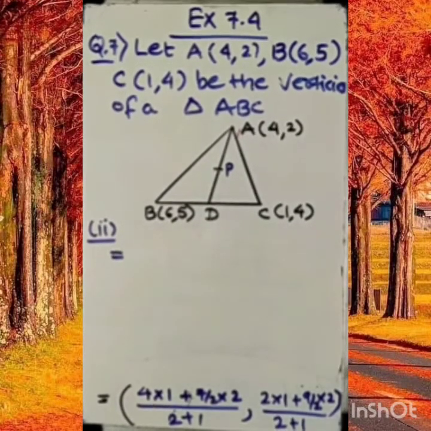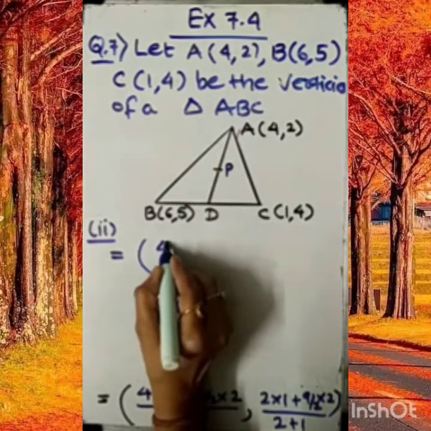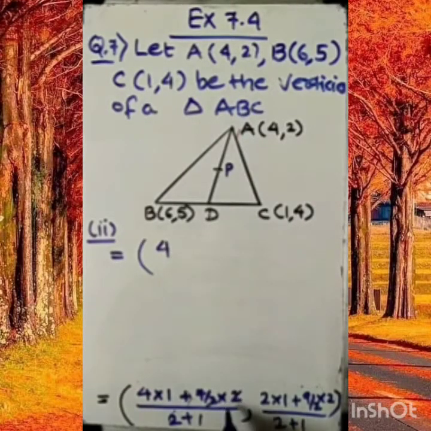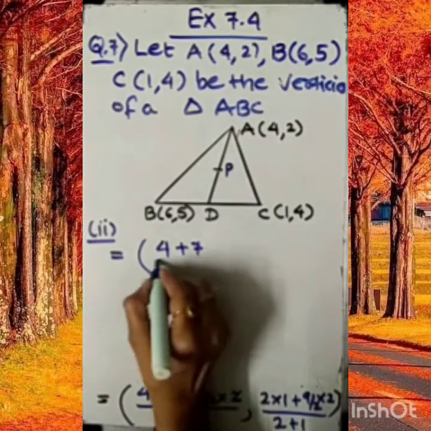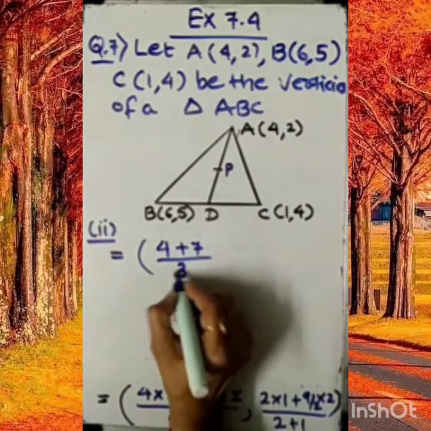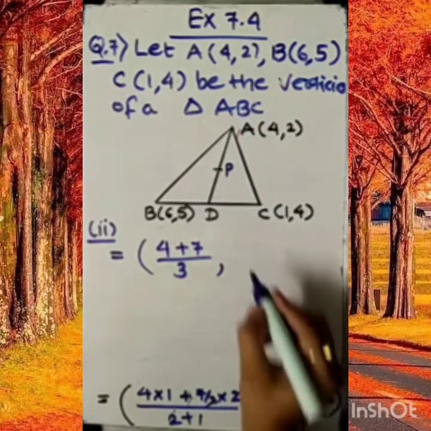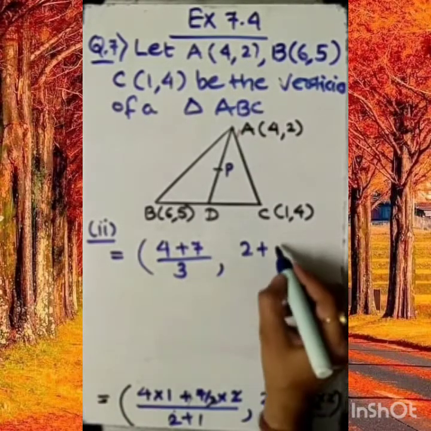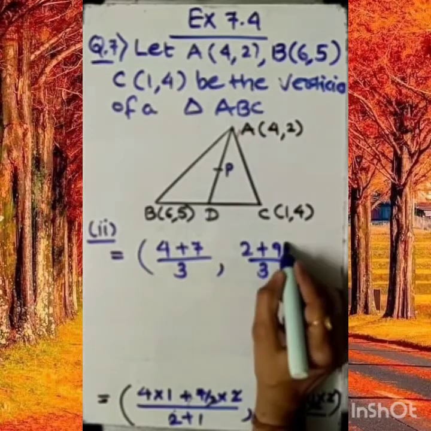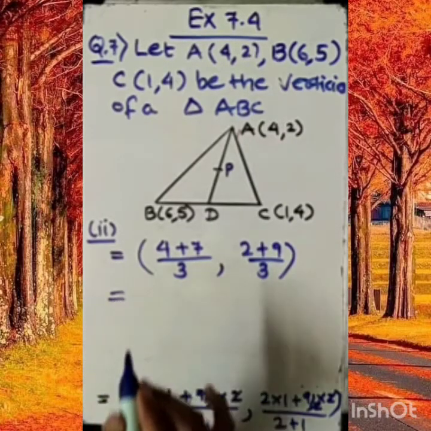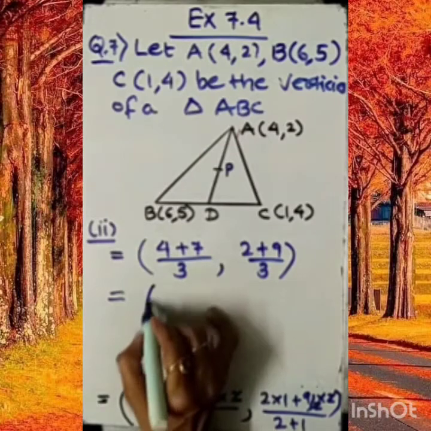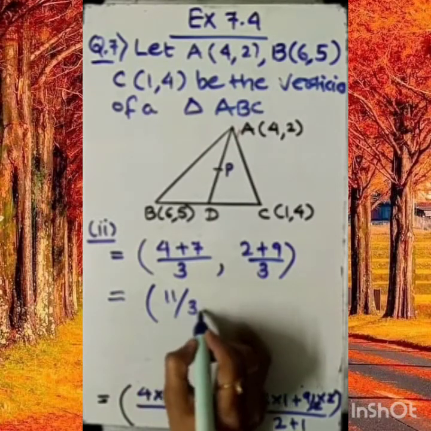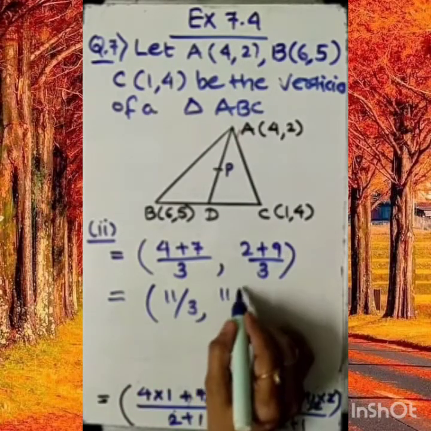Now let's simplify here. So we'll have here 4 1 ja 4. This 2 will be cancelled. So here 7 upon 2 plus 1, that is 3. Here 2 1 ja 2 plus 2 cancel. So here 9 upon 3. So my dear student, next is 4 plus 7, that is 11 by 3. 2 plus 9, that is also 11 by 3.